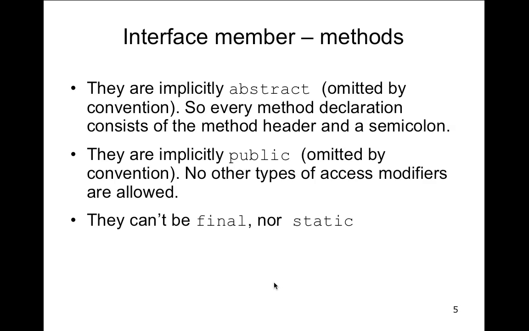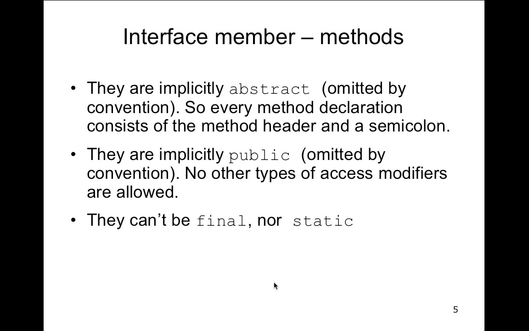So let's talk a little bit more about the methods. They are implicitly abstract. As I mentioned before, the abstract class is there because we want to require that a method be implemented. Same thing here, but you don't have to say abstract. It's going to be there automatically for you. It's omitted by convention, but it's implicitly set that way. So every method you put in there is going to be abstract.